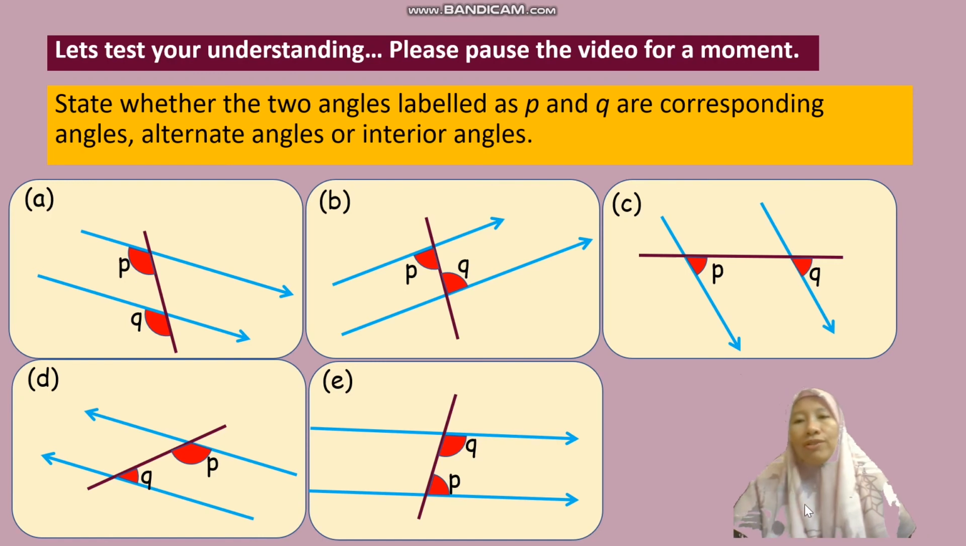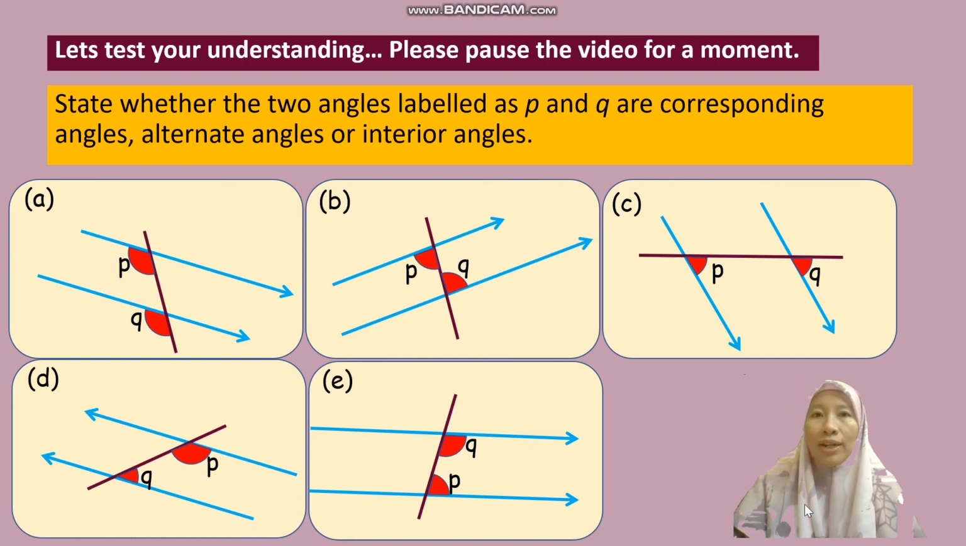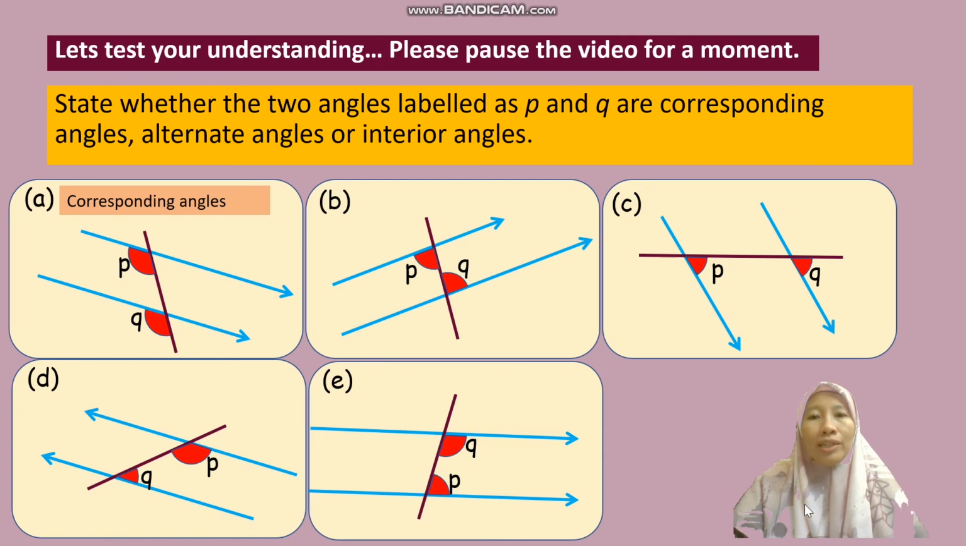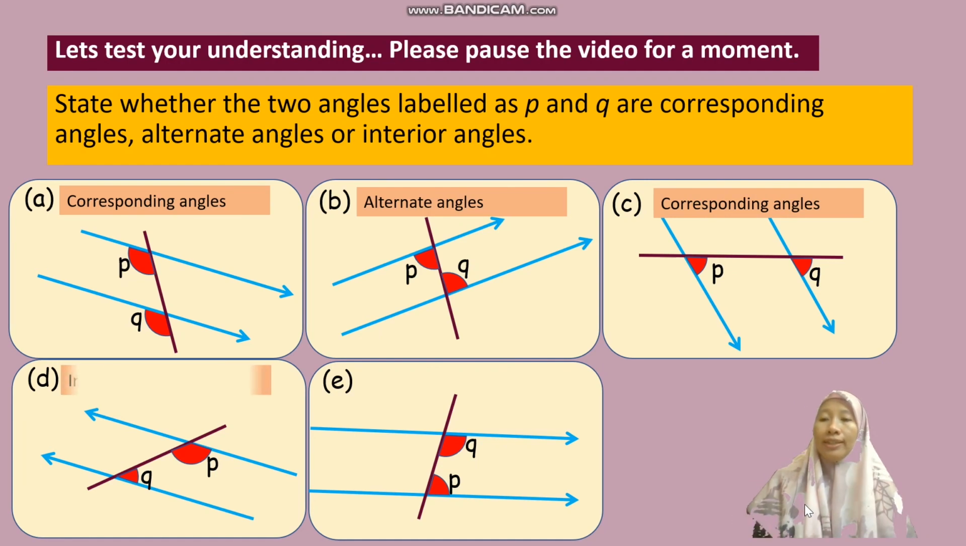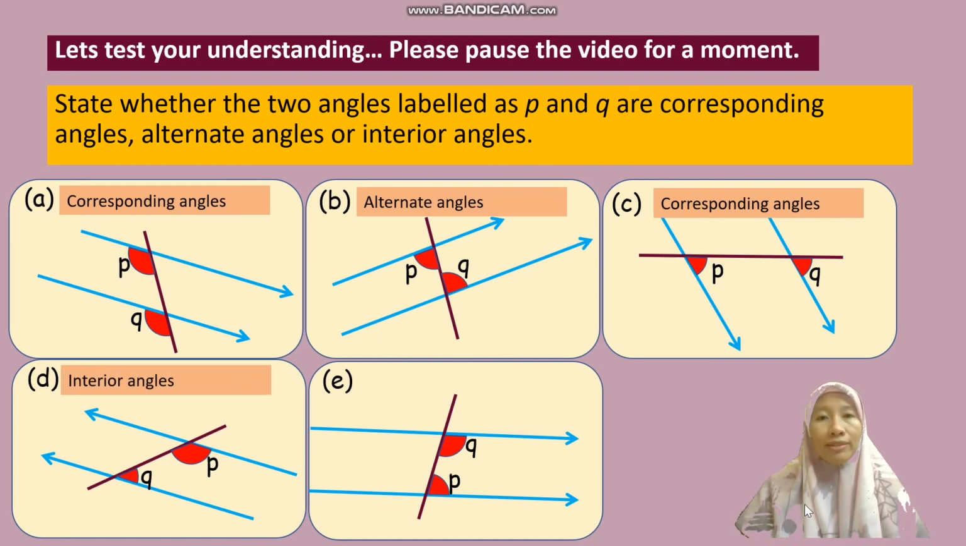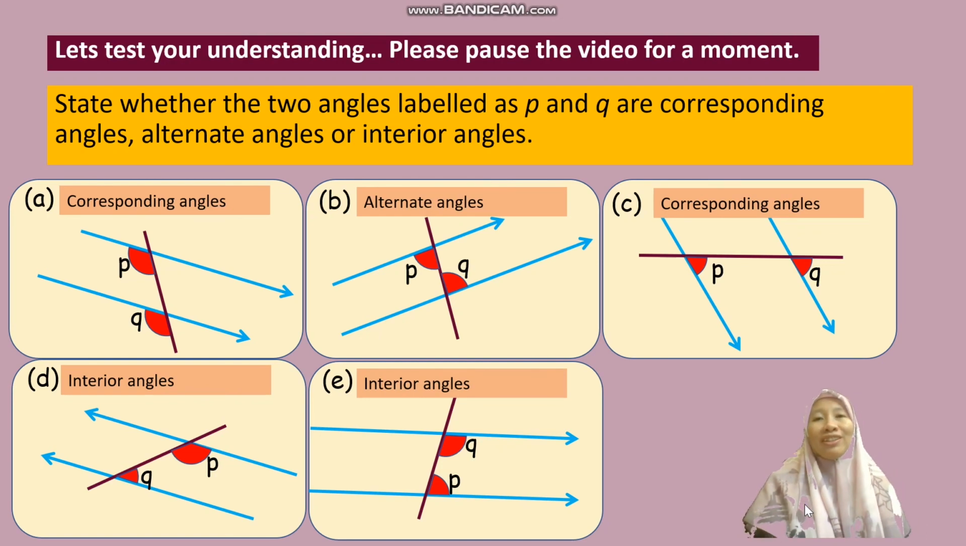If you have already decided the answers for all these 5 questions, let's check the answers. For the first one, A, it is corresponding angles. And for B, P and Q are alternate angles. What about C? P and Q, they are corresponding angles. And for D, they are interior angles. For E also, P and Q are interior angles. Well done everybody.